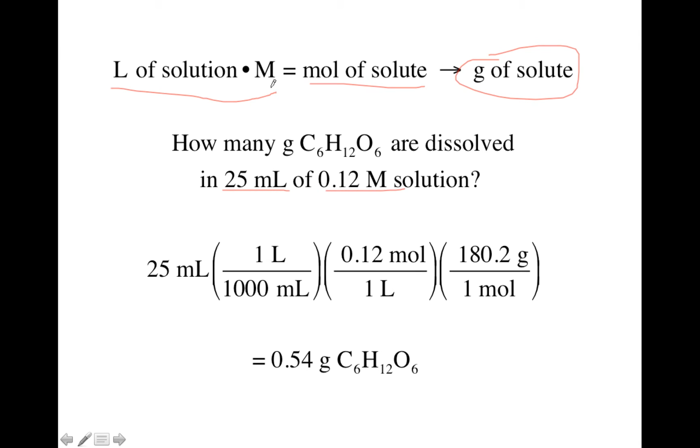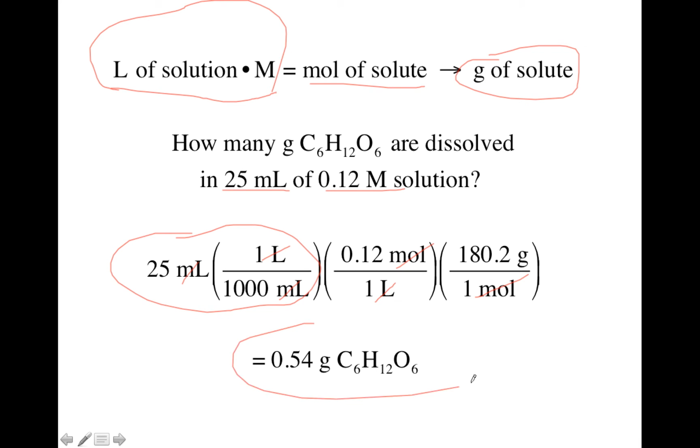So if we come back up here, we see we're going to multiply liters times molarity to get moles of solute. So the first thing we're going to do is change the volume to liters. And then we're going to multiply by the molarity, but rather than write capital M, we're going to write 0.12 moles over 1 liter. And the reason for doing that is because we want the liters to cancel here. And last step, simply multiply by the molar mass, 180.2 grams per 1 mole, so that the moles cancel, and you'll get your final answer, grams of solute.